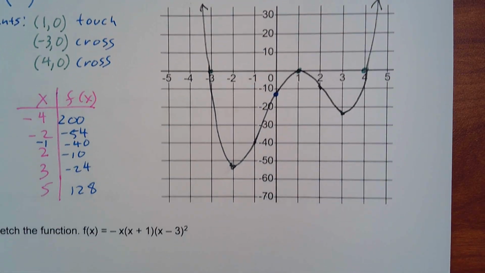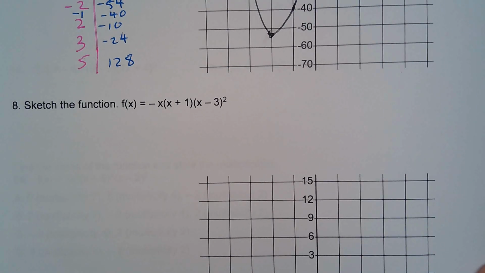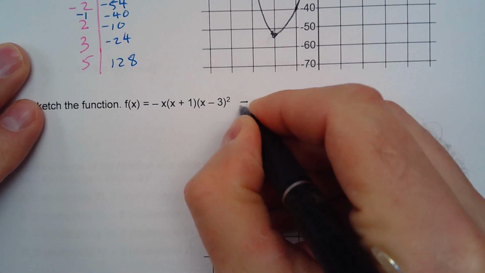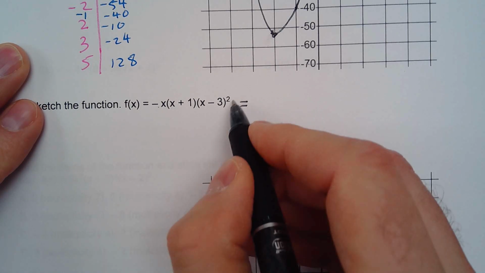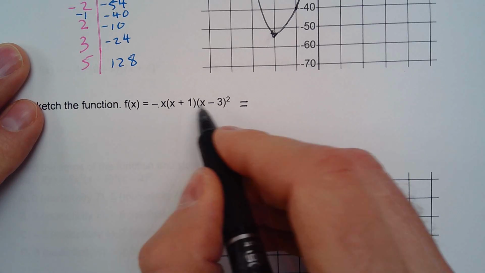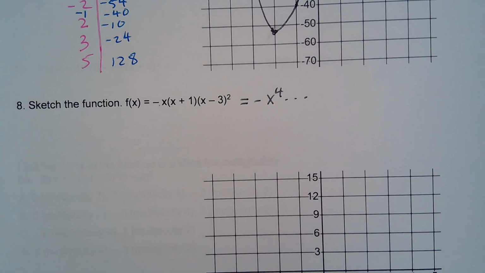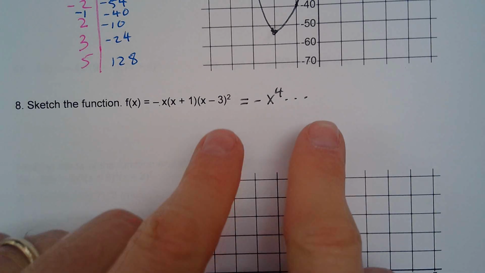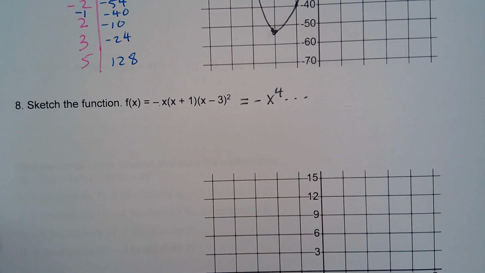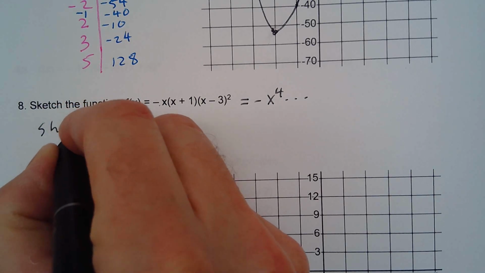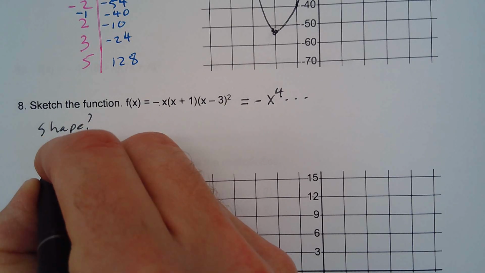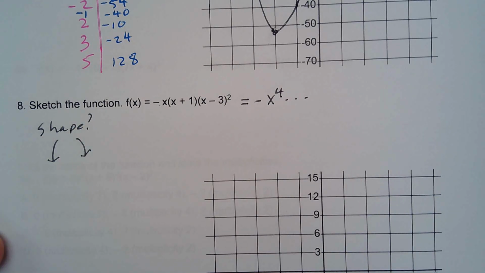All right, let's try number 8. So let's see what we got here. X times x is x squared. For that, that's x squared. Negative x squared times x squared is negative x to the 4th plus a bunch of terms. So I'm going to have a similar end behavior, except it's going to be even, but it's going to be pointing down. So my shape, I'm thinking going down this way and this way. That's my end behavior.